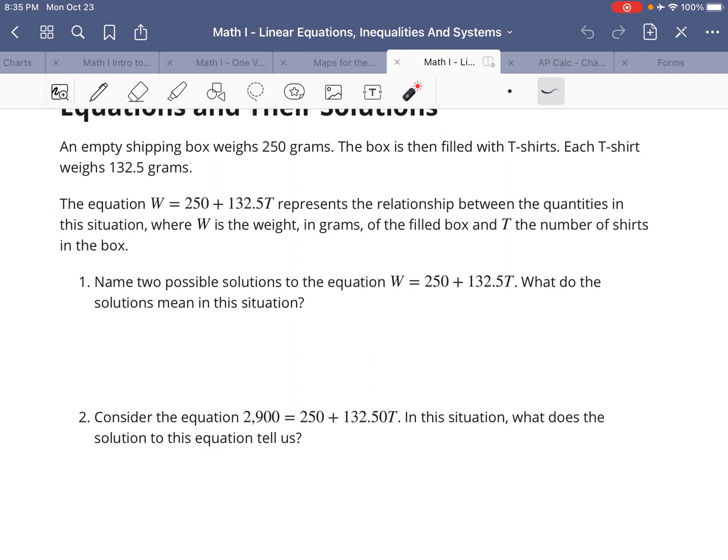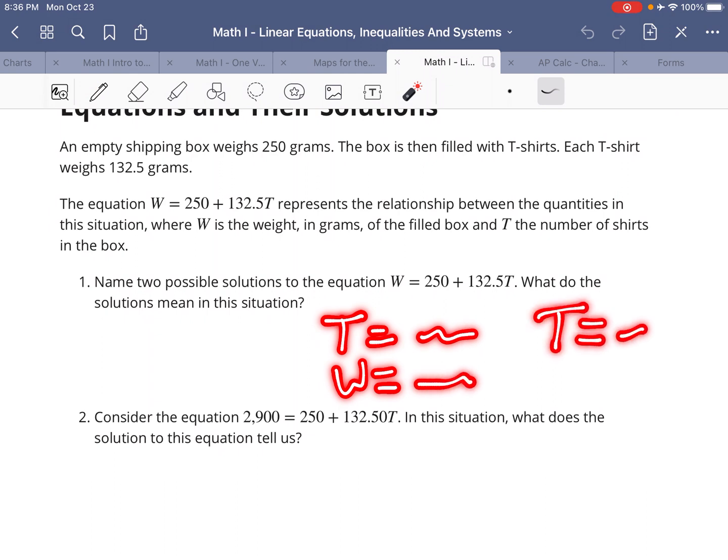Name two possible solutions. So what you're going to want to do is take a look at this equation right here. And since we're looking for a pair of values that make this equation true, the best thing to do, since the weight of the box depends on how many t-shirts we're shipping, is pick two different numbers for the number of t-shirts, put them in, and see how much that weighs. And then you're going to say, well, one of my solutions is T equals some number and W equals whatever you get. And then the other solution is T equals some other number and the weight that goes with that number of t-shirts.